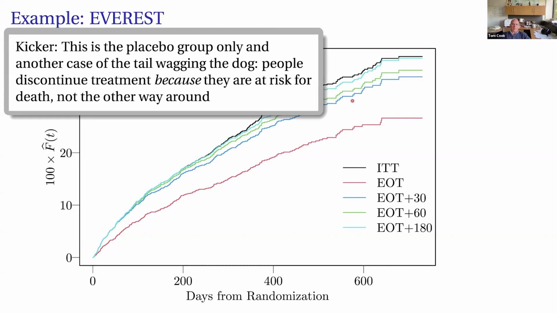Now the kicker is that this is the placebo group. So if you believe that somehow when people discontinue their treatment, their mortality risk goes up, because when I don't include the things that happened after treatment discontinuation, we see much lower risk, then you have to believe that placebo is effective at reducing mortality. I don't think we believe that. I think what we believe is this is another instance of the tail wagging the dog, that people discontinue treatment because they're at risk for death and not the other way around.